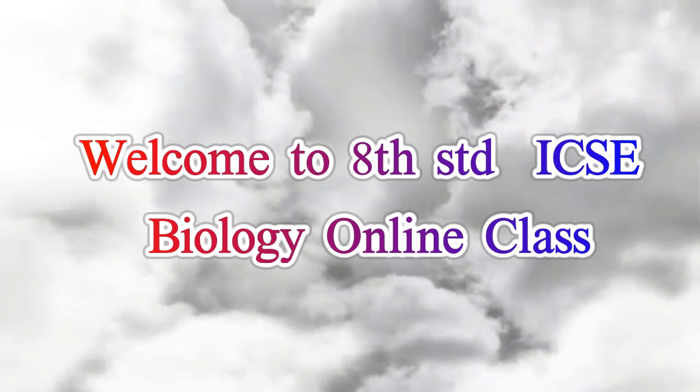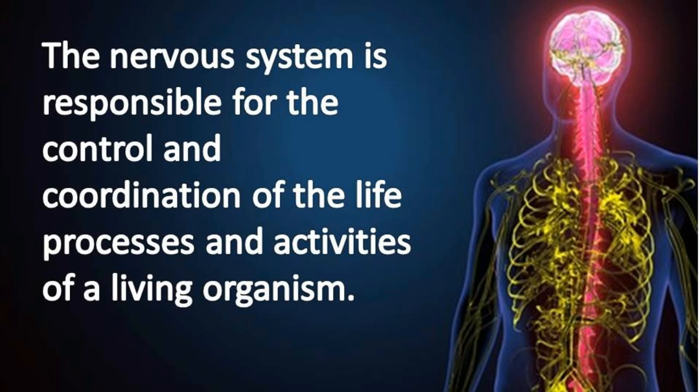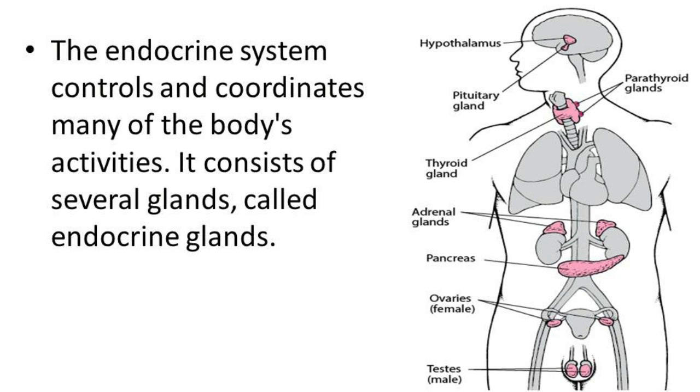Welcome to 8th standard biology online class. Today we are going to learn about the 6th lesson, the endocrine gland. In the last class we studied the nervous system. The nervous system means sending messages with the help of nerves. Example, the brain controls all the organs. So today we are going to learn about the endocrine gland.